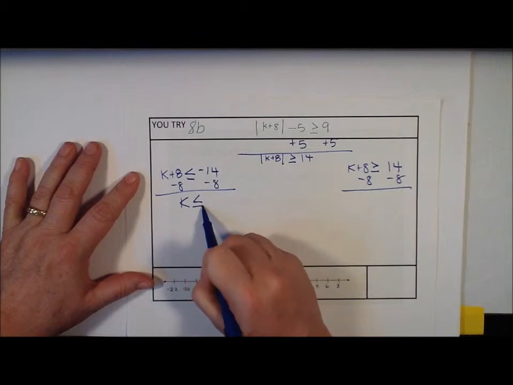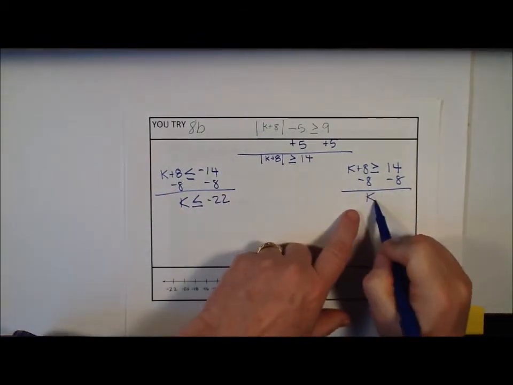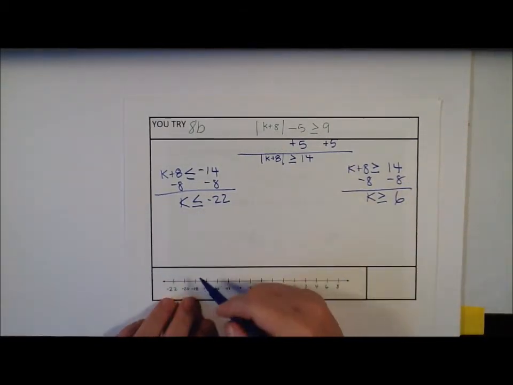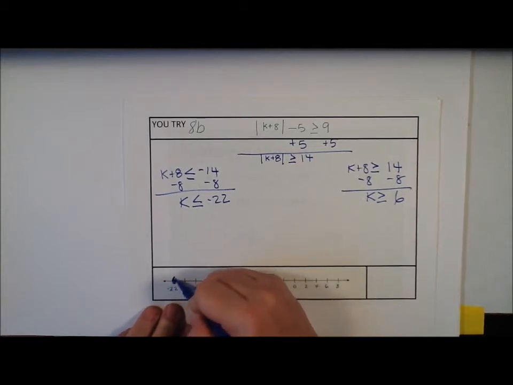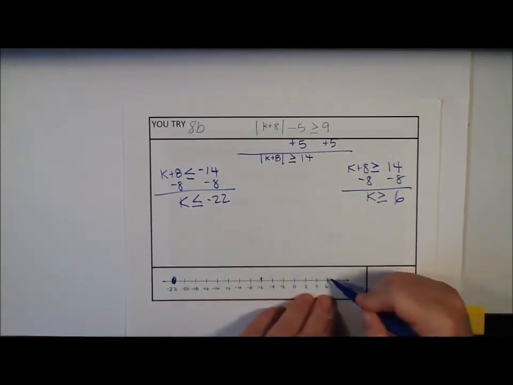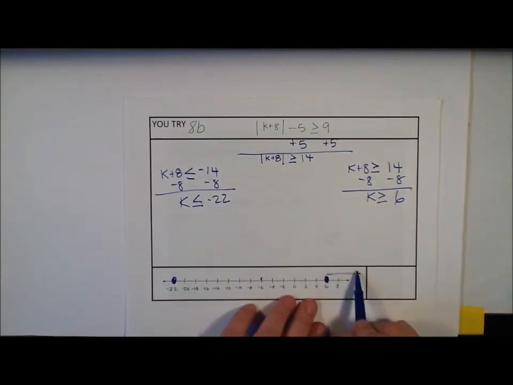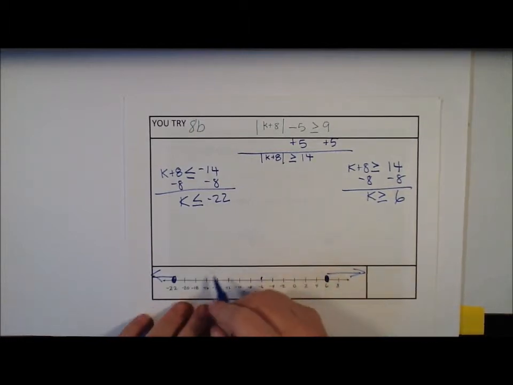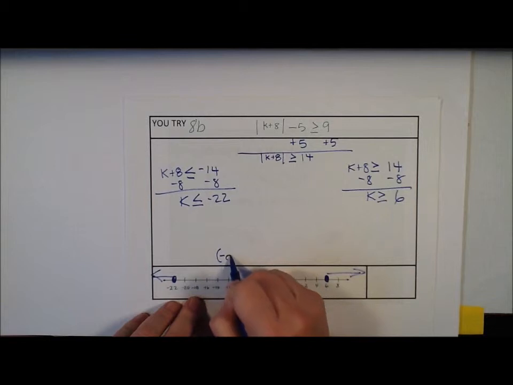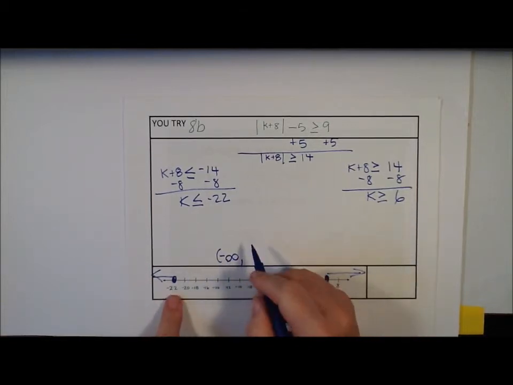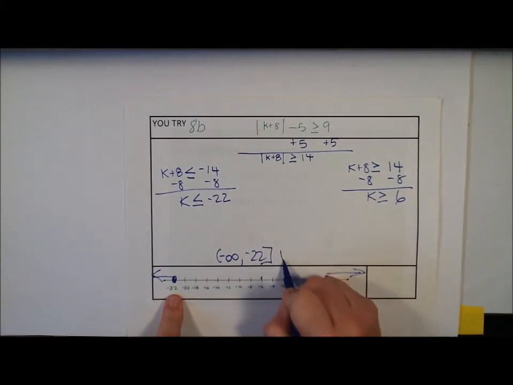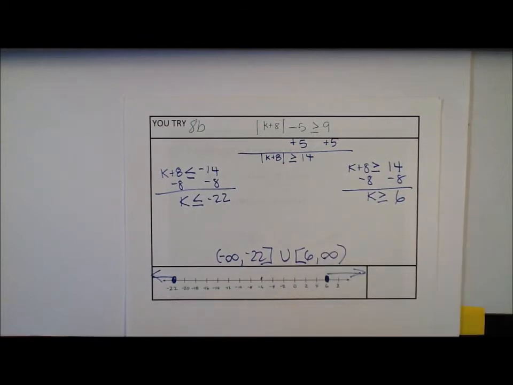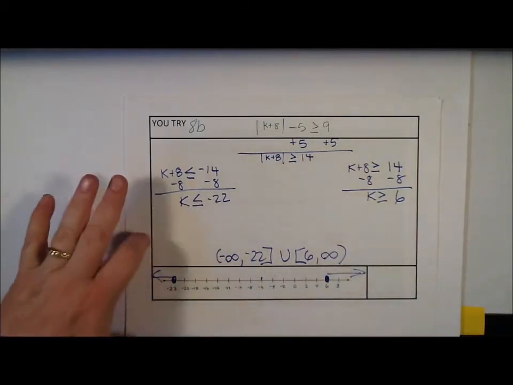k is less than or equal to -22. k is greater than or equal to 6. Equal, so it's a hard dot. There's -22. There's positive 6. Be careful there. And again, it's anything that way, anything that way. And here we go with doing the interval notation. It's from -infinity to and including -22, union, from 6 to +infinity. Again, you're going to need time to copy that.